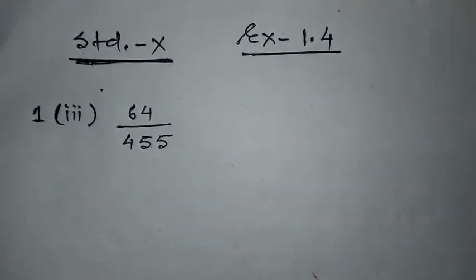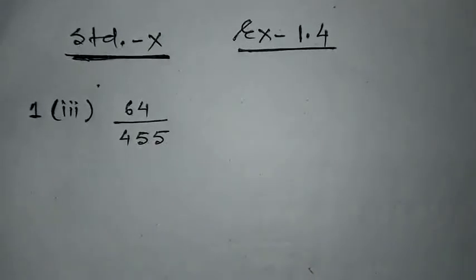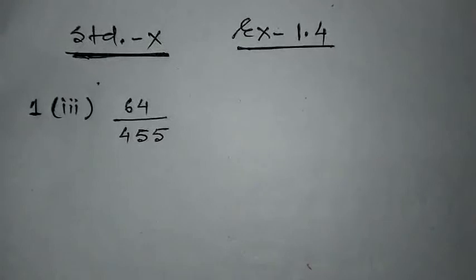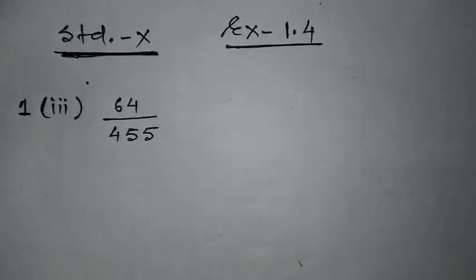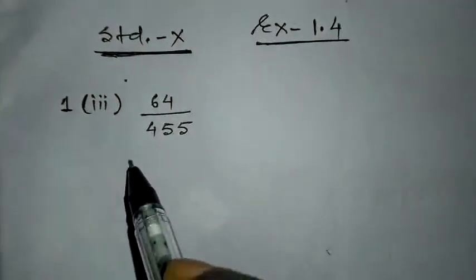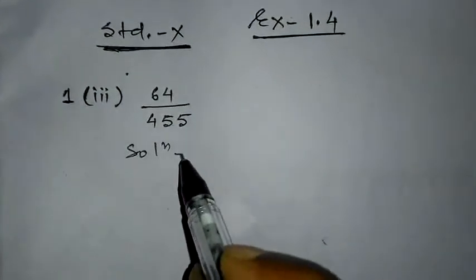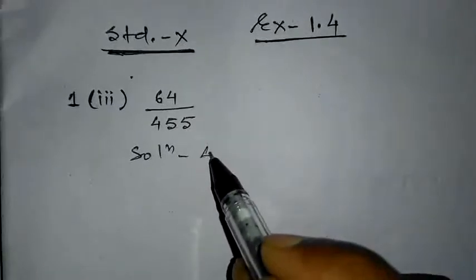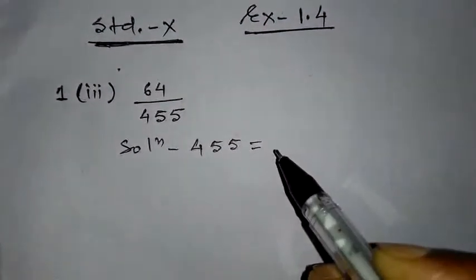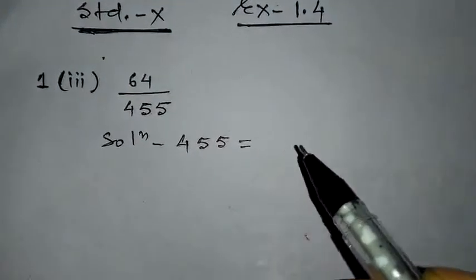Exercise 1.4, question number 1, part 3: 64 by 455. So, see the solution. First, you have to express 455 as a product of its prime factors.